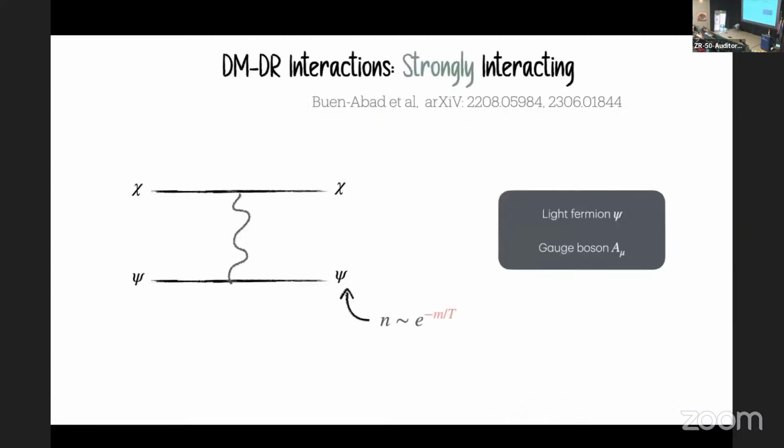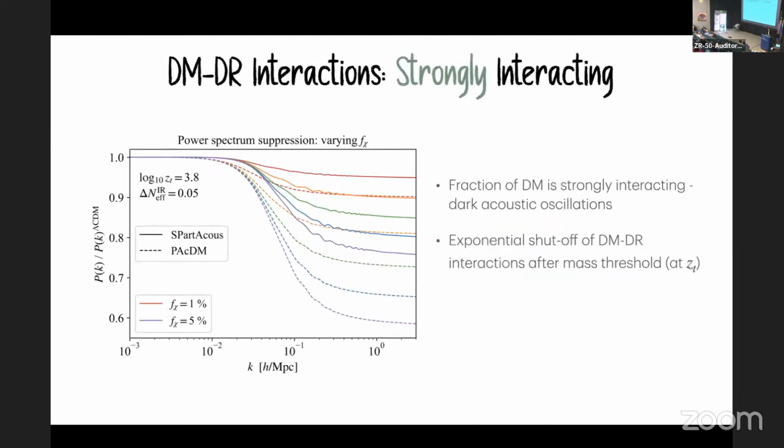And then the other limit we can consider is we have some dark matter that is strongly interacting with a dark radiation. And in this case, we're thinking about some fraction of the dark matter that is interacting with the radiation. And one model that you could write down for this is, again, dark matter and dark radiation, where you could have a light fermion mediated by a gauge boson. And so in this one, when the light fermion reaches its mass, the interactions between the dark matter will shut off. But this is now given by an exponential relation because of the fermion. The dark radiation is annihilating away. And so in this case, we see the strongly interacting dark matter, dark radiation interactions.